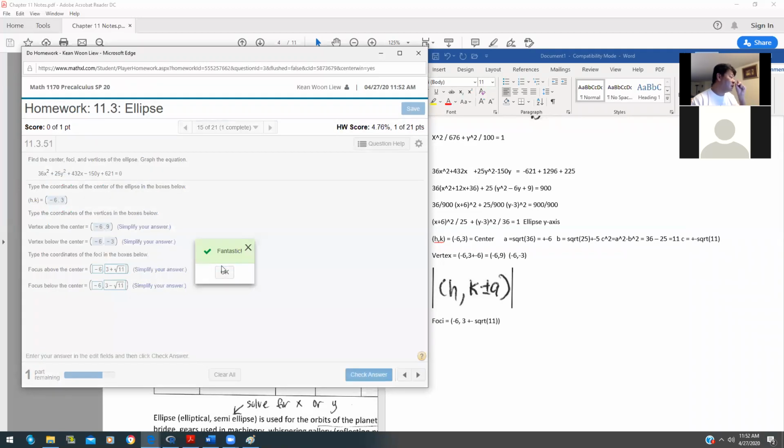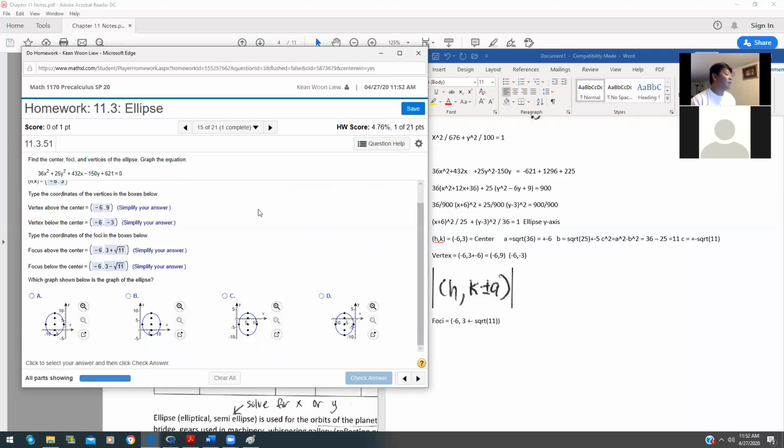And then finally, you need to graph this. How do we graph this? You look at your A and B. C is not important to graph. So A is 6, B is 5, and that means your center is at -6, 3. So -6, 3 is somewhere here, not B, not C. So your answer is A because your center is at -6, 3. I'll make it bigger for you guys, let me show it to you.